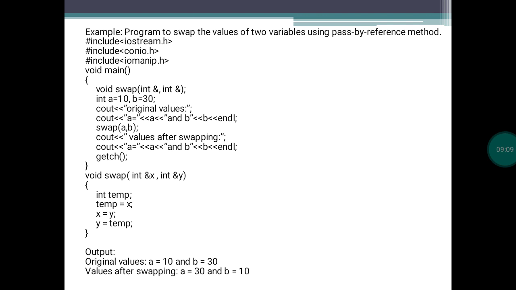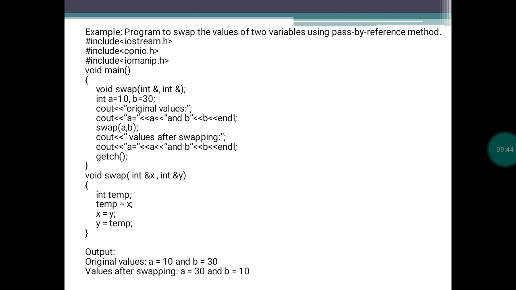Then next, void swap int ampersand x, int ampersand y. Okay, then see here, already I told you. Pass by reference means what? Calling function will not create new values. Whatever the values are already there in the called function, that we are going to refer to. Here x means a, y means b.